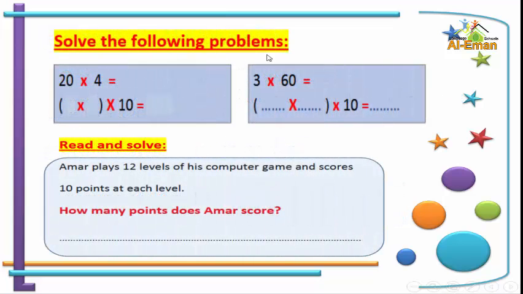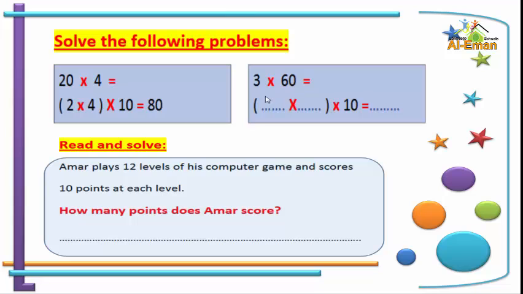Solve the following problems. 20 times 4. We want to use the break apart strategy. We say that 20 is 2 times 10. So we will take 2 times 4 together and then times 10. 2 times 4 equals 8. And we have one 0, so put one 0 to the right of the product. The product became 80.